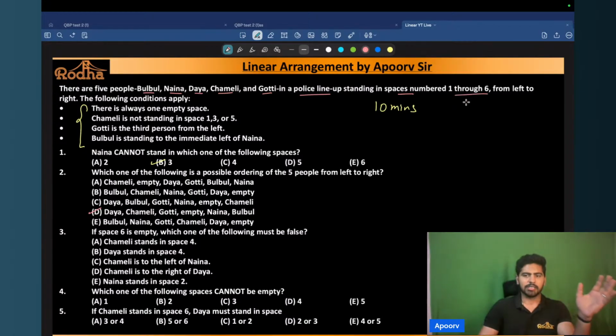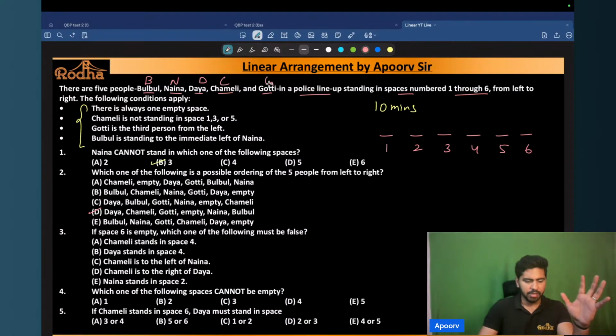So there are spaces from 1 to 6 from left to right. The places are 1, 2, 3, 4, 5, and 6, right? And these are the 6 spaces. Now it's not important that you take the full name, so you can just write the initials: B, N, D, C, and G. So there are 5 people, and there are 6 spaces.